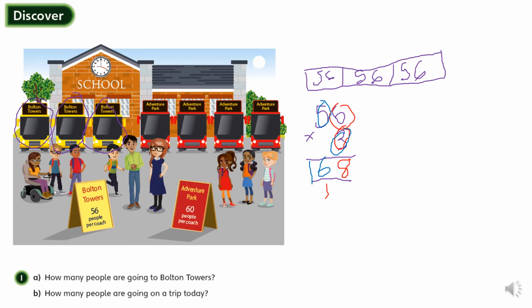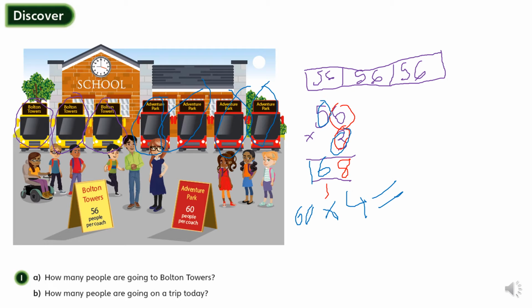Right, then question 1B. How many people are going on a trip today? Right, so now I need to work out how many people are going to the adventure park. So I know that there are 60 people per bus. How many buses do I have that are headed towards the adventure park? I have 1, 2, 3, 4. Nice and easy. So I have 60 multiplied by 4.